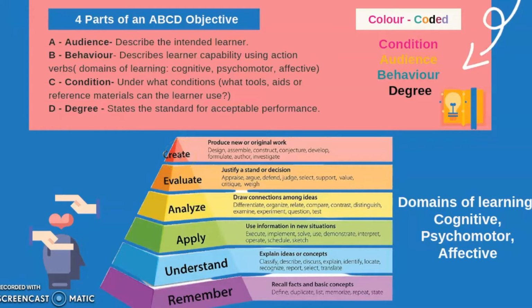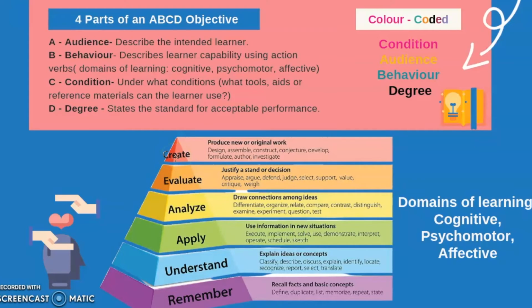Within each stage of the pyramid, you have verbs that can be utilized when you are creating your objective, these behavioral verbs. So in the remember stage, you have verbs such as define, duplicate, list, memorize, repeat, state. In understand, you have verbs such as classify, describe, discuss, explain, identify, locate. In apply, you have execute, implement, solve, demonstrate, interpret. In analyze, you have differentiate, organize, relate, compare. Evaluate, you have appraise, argue, defend, judge, select, support.